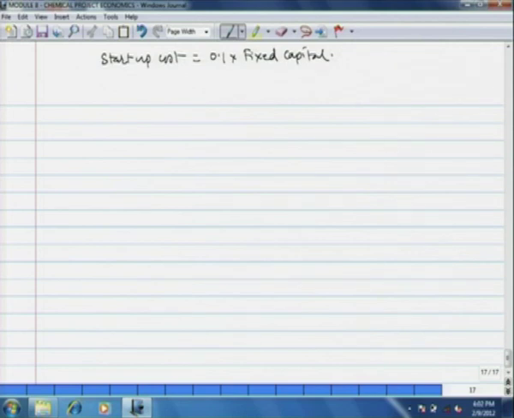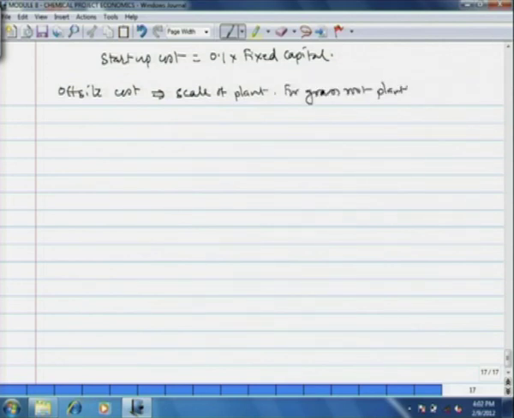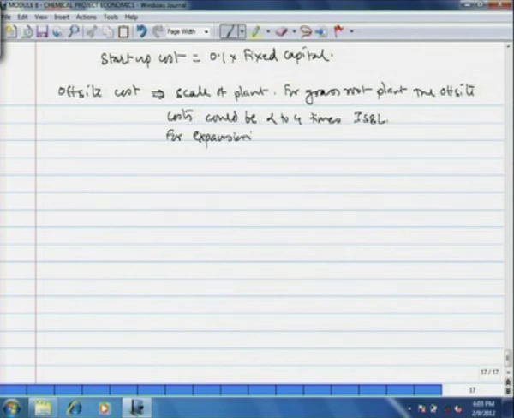As far as the offsite costs are concerned, those depend on what scale of plant. If you are going to go for a grassroots plant, a plant from scratch, the offsite cost may be 2 or sometimes even 4 times the on-site cost. However, if we are going for expansion of an existing facility, then the off-site cost is typically 40 to 50% of the on-site cost.